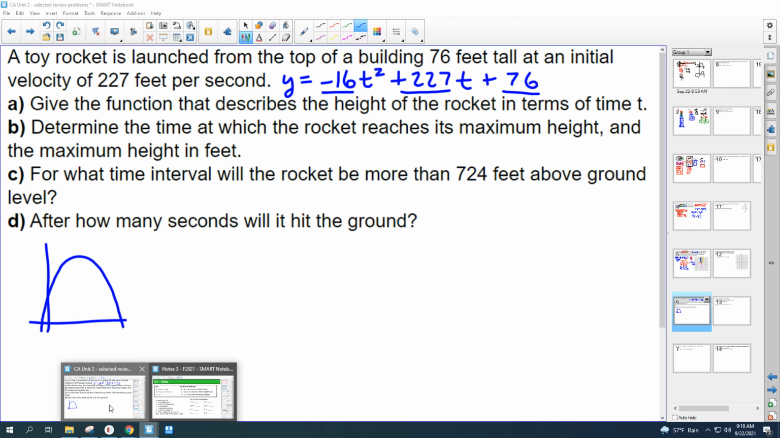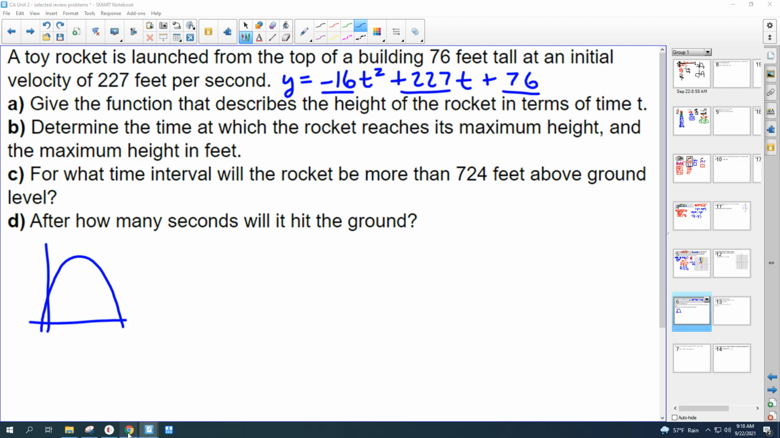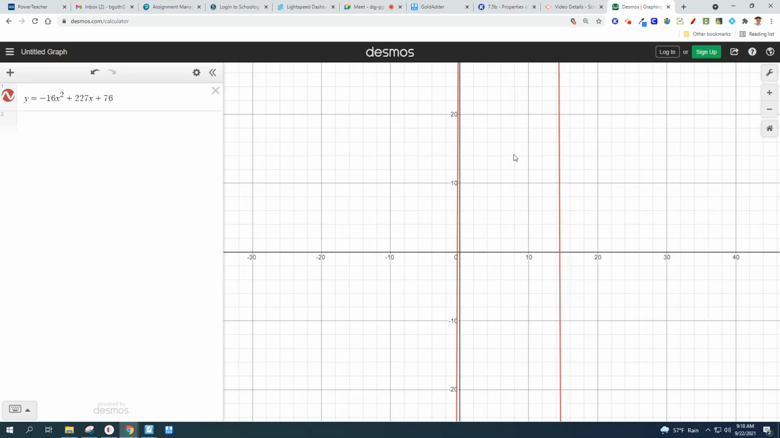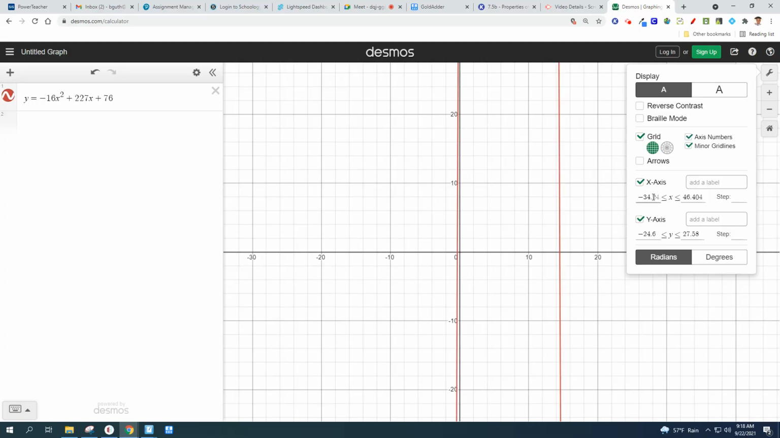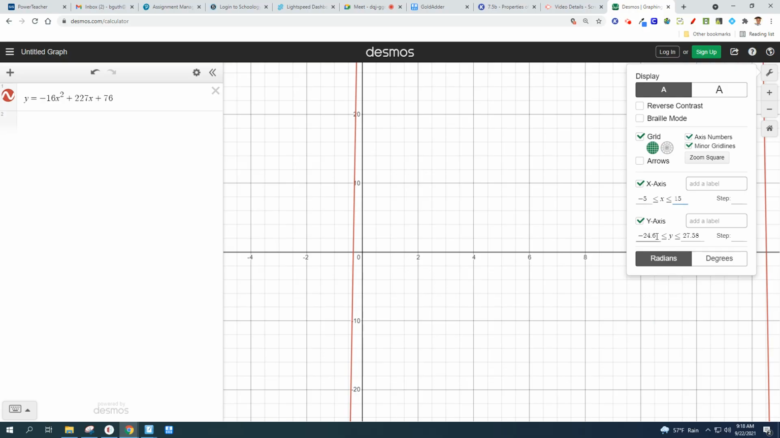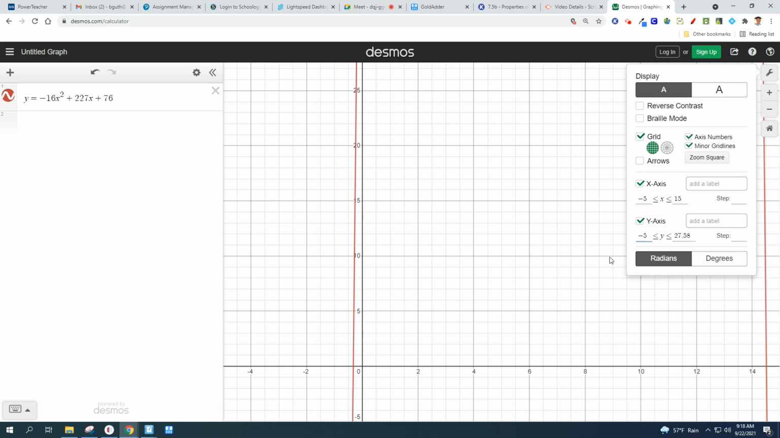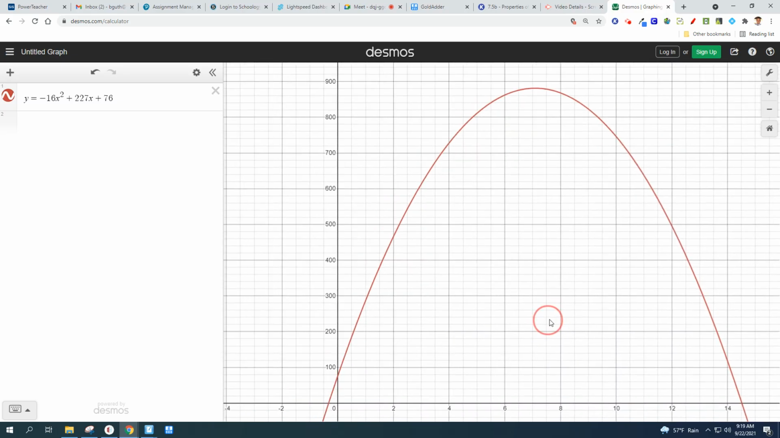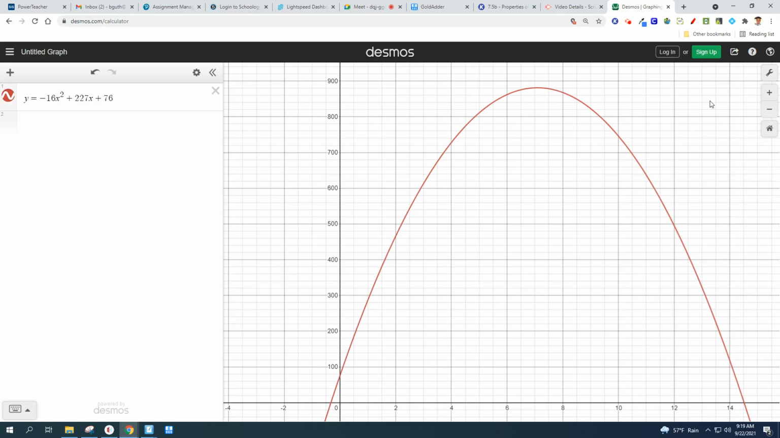So I'm going to check my numbers again. 227, 76. Okay, cool. Now, you can zoom, but it's still kind of hard to see. So I like to change this. Let's just make this -5 and 15. My y-axis needs to go up to, I don't know, probably 1,000 or so. Yeah, that's pretty good.